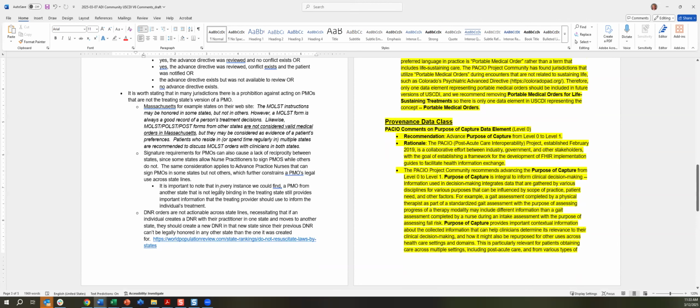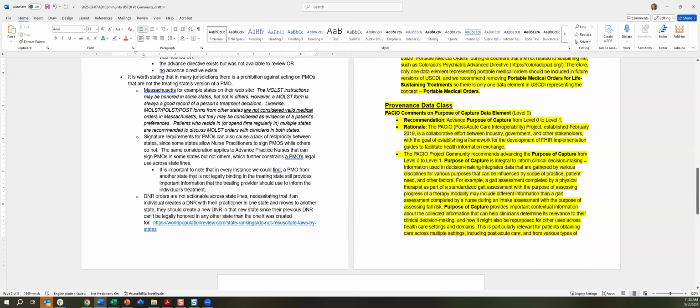I also said that signature requirements can cause a lack of reciprocity between states, since some states allow nurse practitioners to sign while others do not. The same consideration applies to advanced practice nurses that can sign in some states but not others, which further sets up a brick wall on using them across state lines. And I said it's important to note that in every instance we could find, a portable medical order from another state that is not legally binding in the treating state still provides important information that the treating provider really should use to inform the individual's treatment.